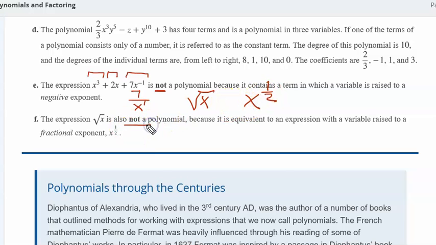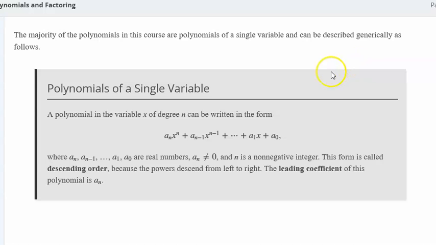So again, lots of vocabulary, lots of words, bringing you hopefully up to speed on algebra. Now, generally in this course, we're going to be dealing with polynomials. And we did mention what a leading term in a polynomial is and the leading coefficient. That would be the coefficient of the term with the highest degree.